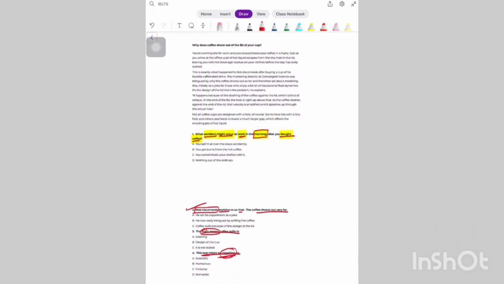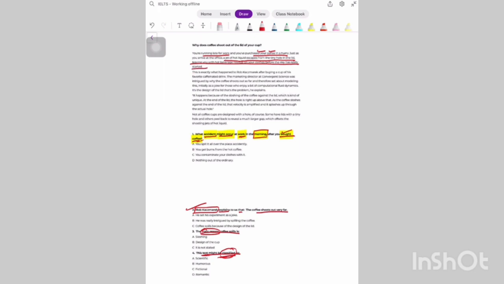Okay, I'm looking for the word morning. Okay, you're running late for work and you have purchased your coffee in a hurry. So running late for work, obviously in the morning you go to work generally, and you have purchased your coffee and you're in a hurry. So you bought a coffee, that is, purchased your coffee, is paraphrased as, just as you arrive at the office, a jet of hot liquid escapes from a tiny hole in the lid, leaving you with hot beverage residue on your clothes before the day has really even started.